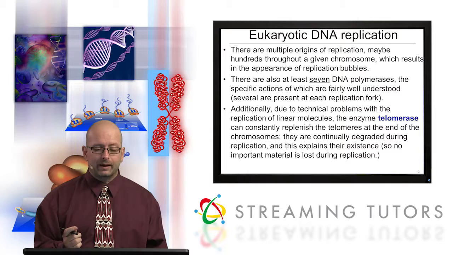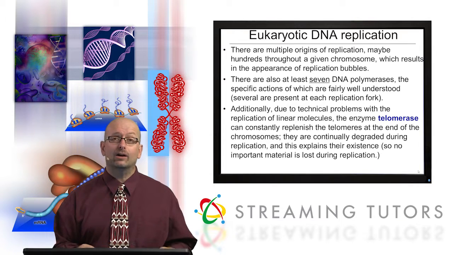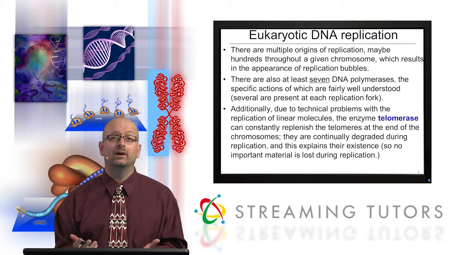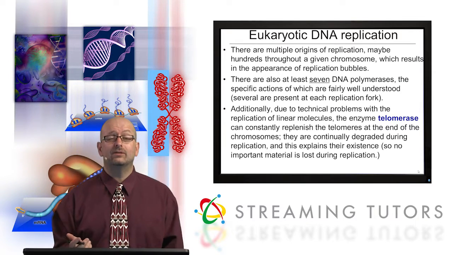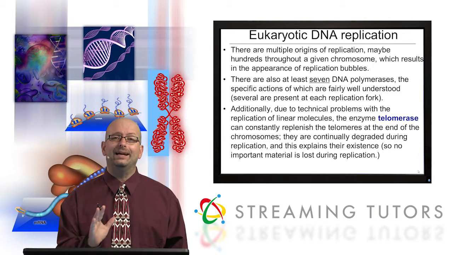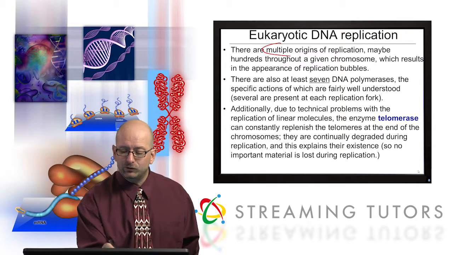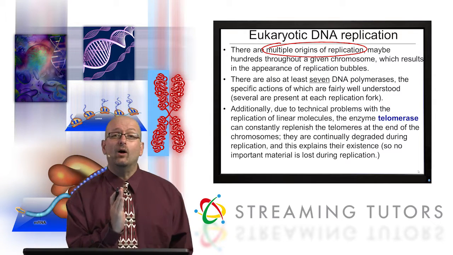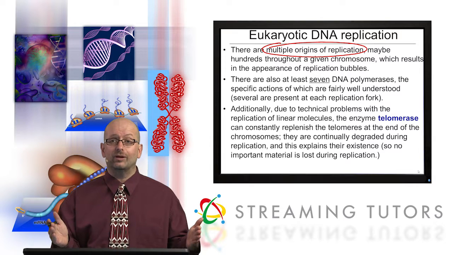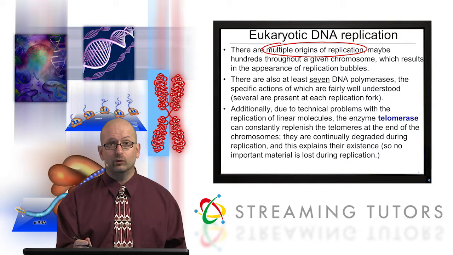Now, in eukaryotes, the big difference is, well, there's two big differences. One eukaryotic chromosome may have, I can't say the exact number, maybe close to 1 billion nucleotides. The DNA polymerase speed, it's pretty speedy, but it's got its limits, and we need to replicate chromosomes quickly. So because eukaryotic chromosomes are long, they always contain multiple origins of replication, sometimes hundreds, depending on the size of the chromosome. So that results in the appearance of replication bubbles, sort of like we drew before.